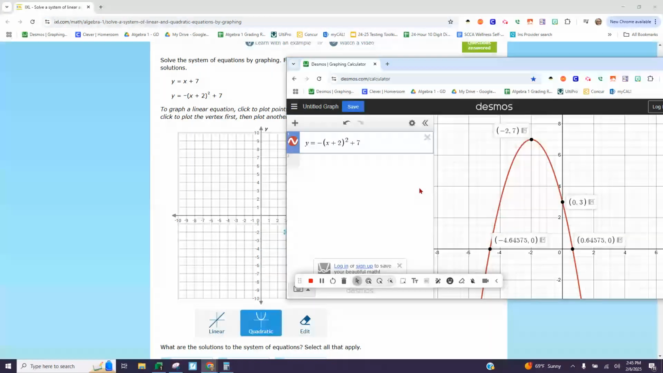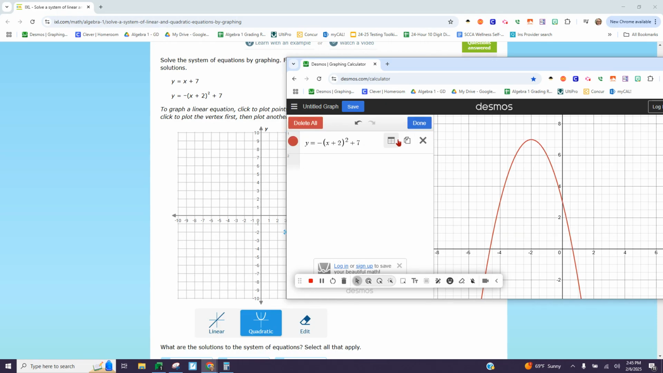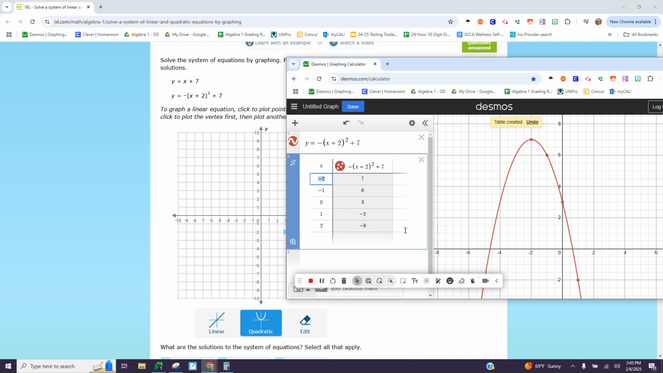You also can use this settings wheel here and make the table of values for this quadratic by hitting this table feature here. And then it gives you a list of all kinds of points that you could put in there to graph your quadratic.